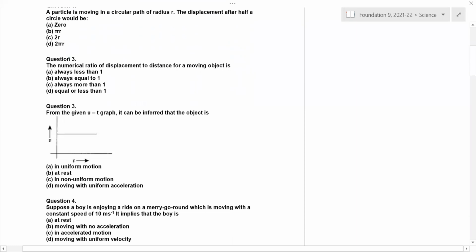So the question number here is mentioned as 3, but you have to understand it as 2 only, right? The numerical ratio of displacement to distance for a moving object is, there are 4 options, A, B, C, D. It says for a moving object, distance upon displacement.